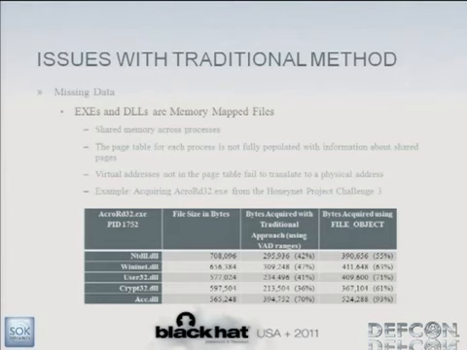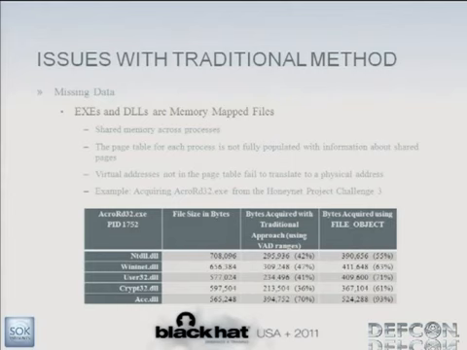And here's an example. I've taken the HoneyNet Project Challenge 3. If you're familiar with that, that was a memory image. It came out about 1.5 years ago. I acquired these files out of the memory image, and there I just chose 5 at random. You see the file size there in the first column, and then the bytes acquired with the traditional approach. So that's using the VADs: a starting virtual address, ending virtual address, and using the DTB of the process to acquire it. And that's how much of the file that we could acquire.